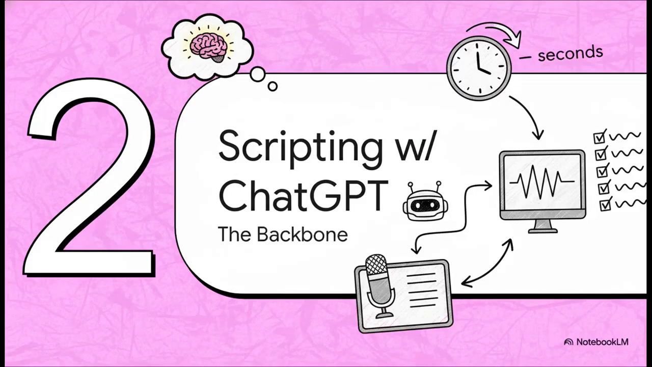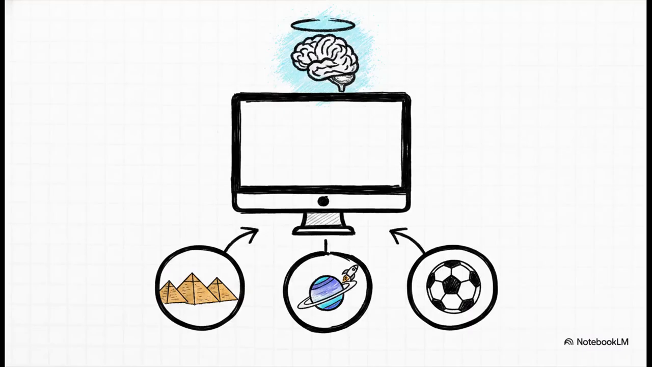Which brings us straight to Phase 2, scripting with ChatGPT. This is the absolute backbone of your video. What used to take days of intense research now literally takes seconds. The secret sauce here is the prompt. Check out the exact prompt our source used to generate an ancient history video: "Create me a script for a YouTube video which is about ancient Egypt and the rise of their empire."